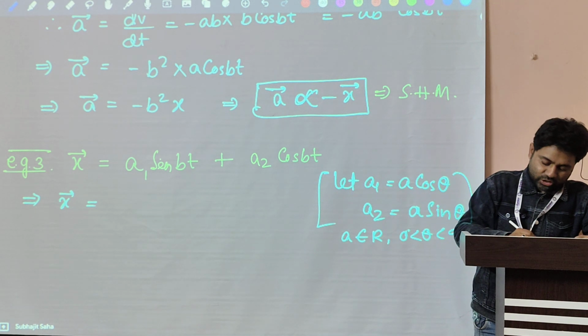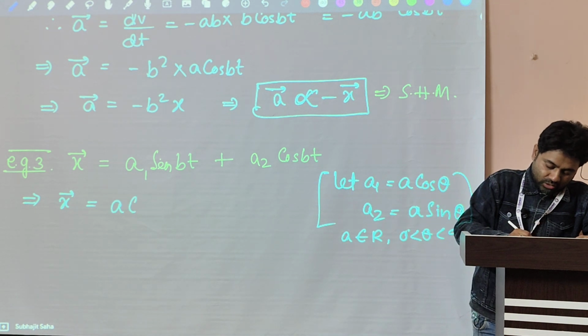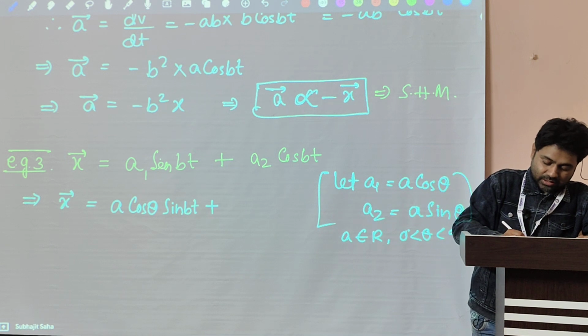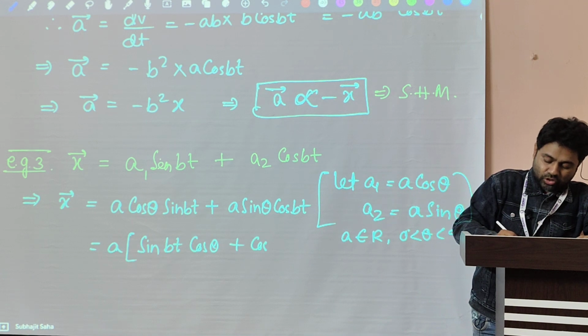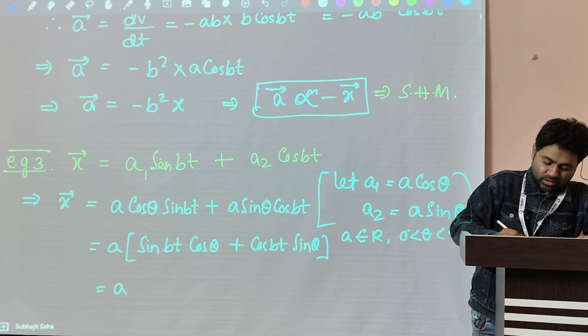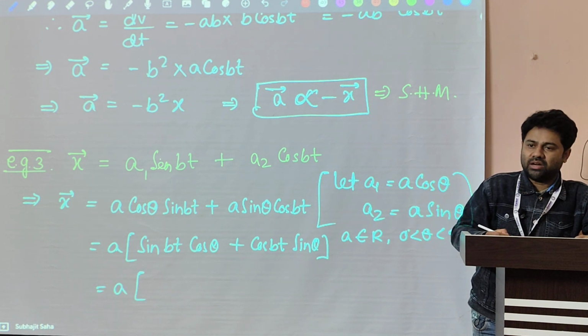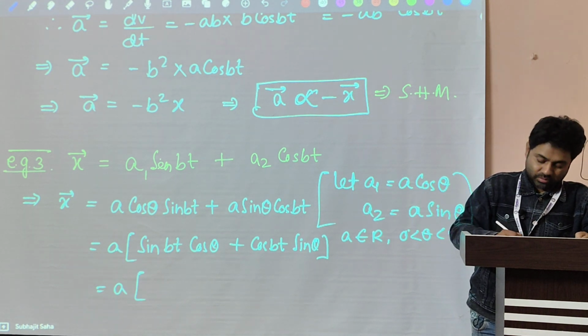Then the equation reduces to a cos theta sin bt plus a sin theta cos bt. You take a common and rearrange the terms: sin bt cos theta plus cos bt sin theta. Sin a cos b plus cos a sin b formula, it's sin a plus b.